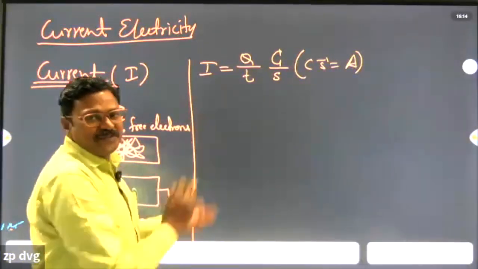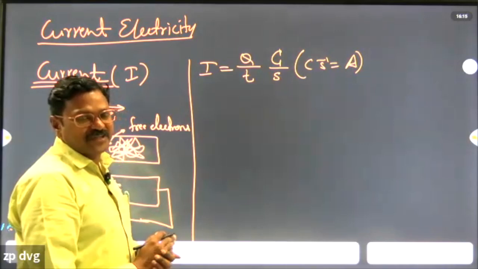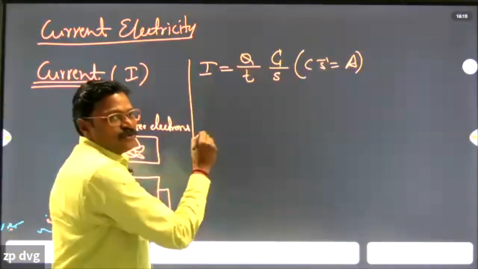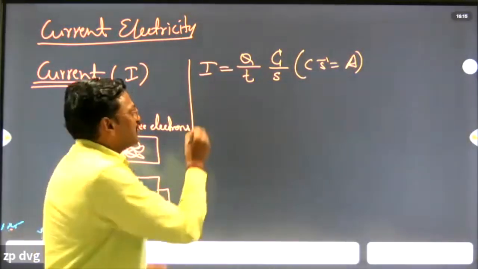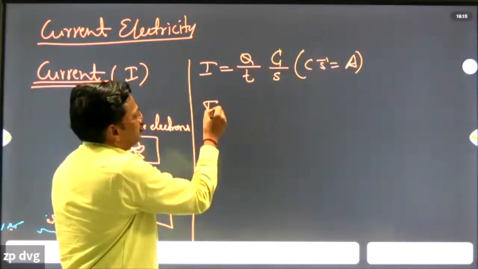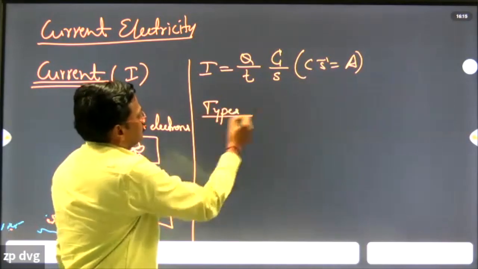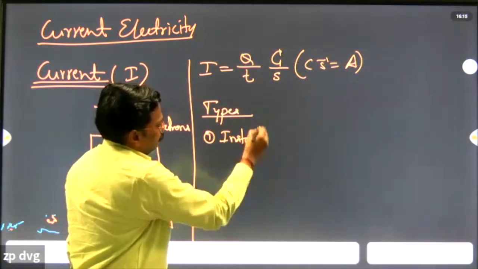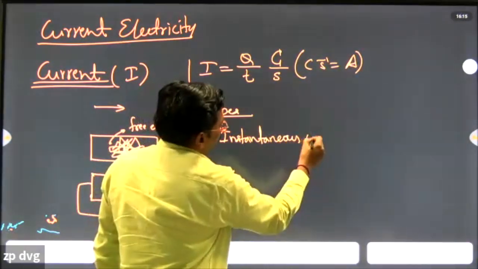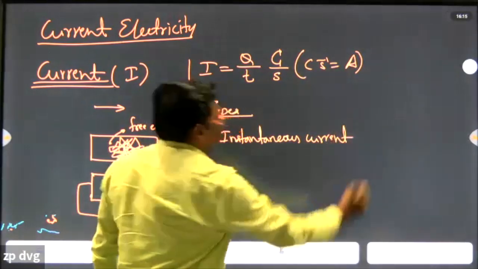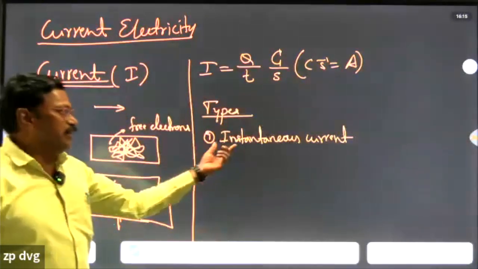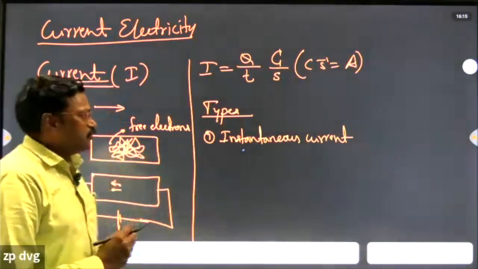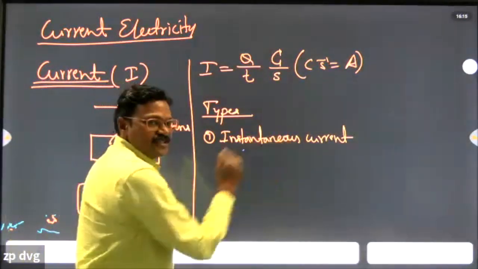Now let us see the various types of current. How do we describe the various types of current? Are there different kinds of current? Let's find out. If you want to find the current flowing through a wire at a given instant of time, what do we call that current? Among the types of current, there is instantaneous current. Instantaneous means at a given instant of time, at a moment, at a given small interval of time. The value of current at a small interval of time is called instantaneous current.